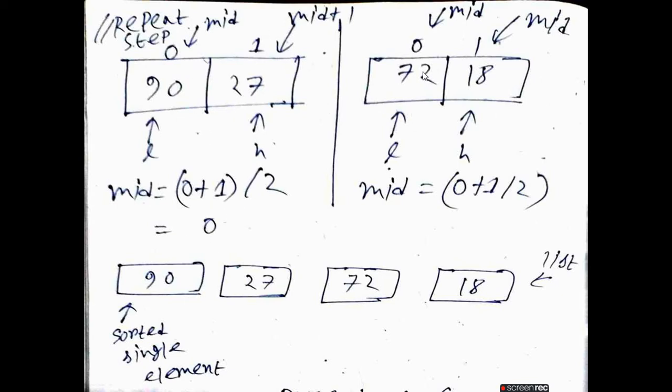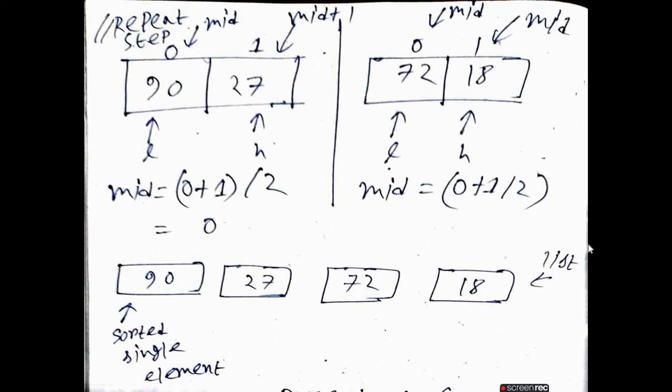Now coming to this array, 72 has index value 0 and 18 has index value 1. Calculate mid, (0 plus 1) by 2. What is the value? Again 0. So mid is pointing at 0, and mid plus 1 has value 1. Again divide it. Again divide.